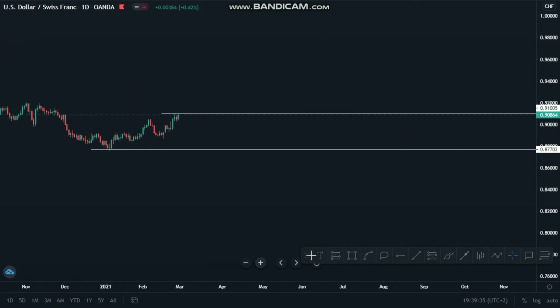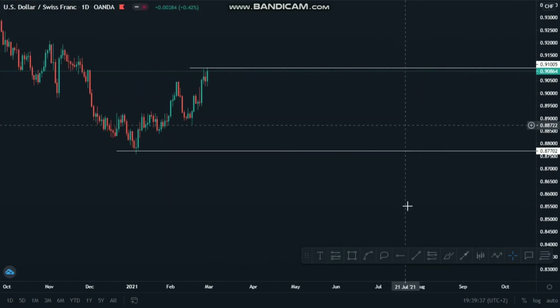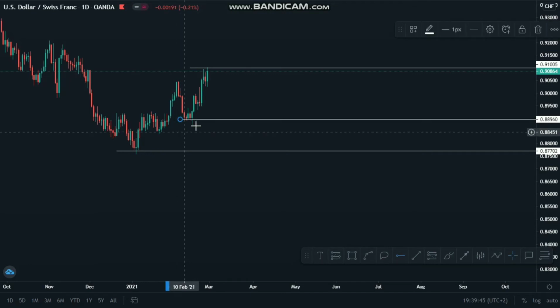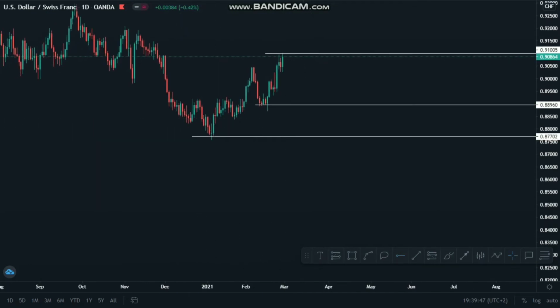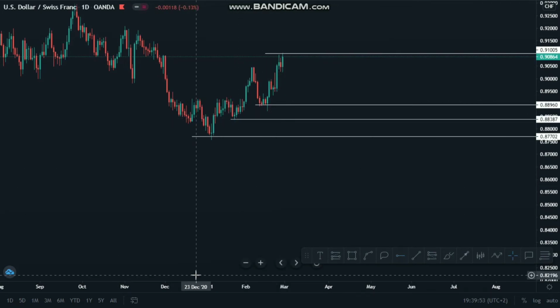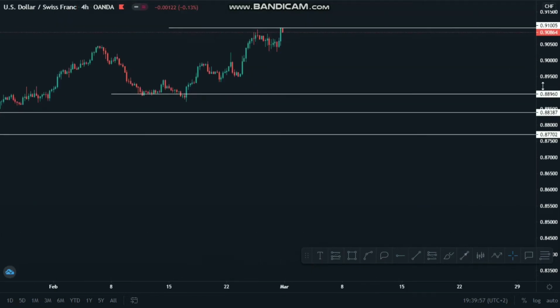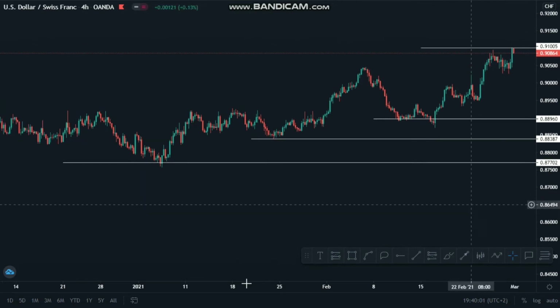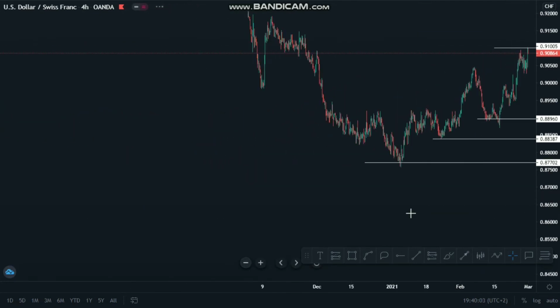So in this case, our sub support is right here, sub support is right here. Then we identify another sub support right here. Then we dive into the 4 hour time frame for structure. So when coming to terms of structure, we're going to be looking at how it's been moving.